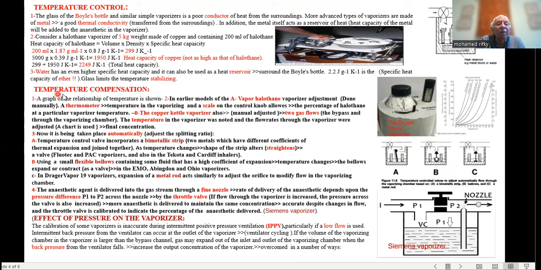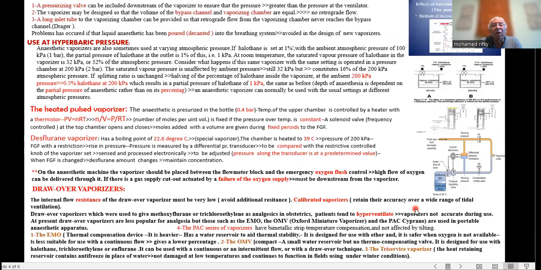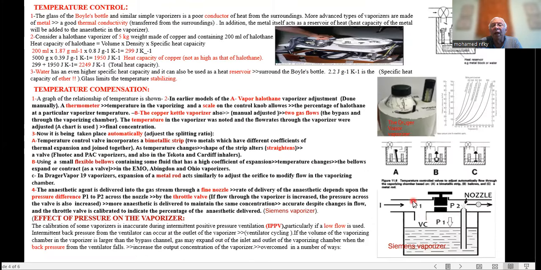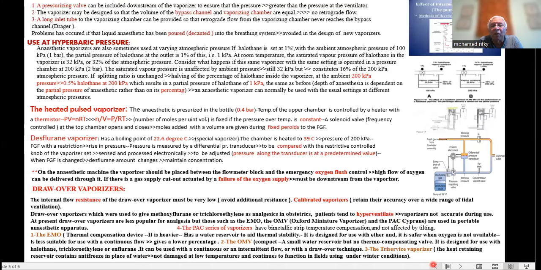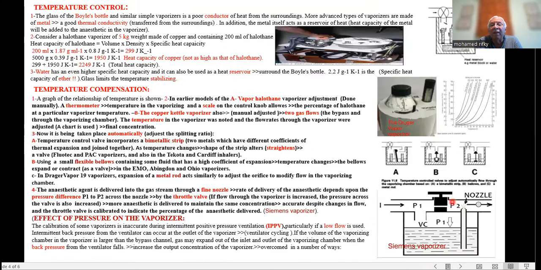Another method for temperature compensation, so that the temperature will not affect, is what we call the Aladin cassette vaporizer. It is simply made of a nozzle. This nozzle releases droplets of anesthetic, depending upon the pressures P1 and P2. These two pressures are affected by the throttle valve. Whenever the flow is increased, the pressure drop is increased, so the nozzle gives more droplets. This throttle valve is calibrated, controlling the pressure difference according to the flow, so that the flow will not affect the final concentration reaching the patient, as long as we have set the knob to a specific concentration.